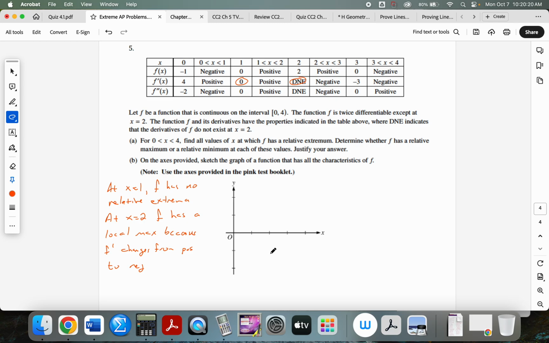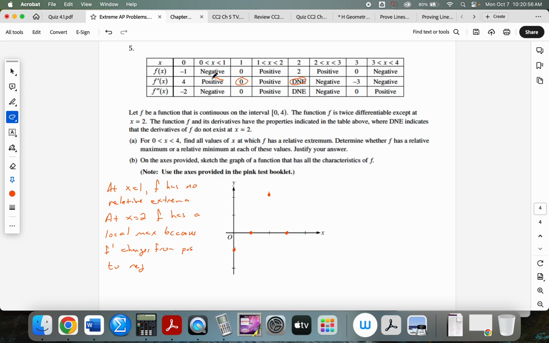On the axes provided, sketch a graph of a function that has all the characteristics of f. So 0, we're at negative 1. At 1, we're at 0. At 2, my function is at 2. At 3, the function's back to 0. We don't know about 4.